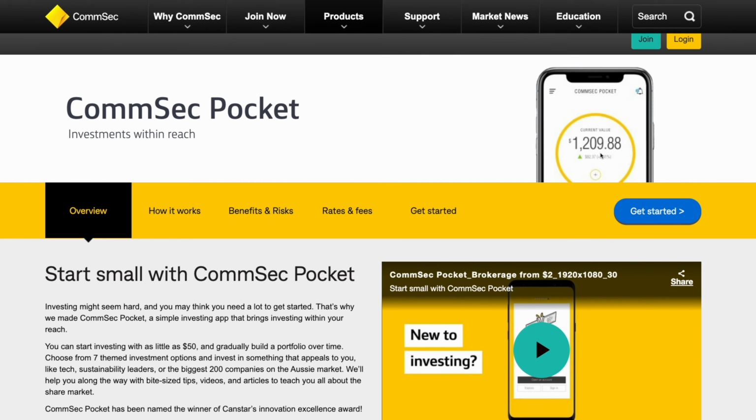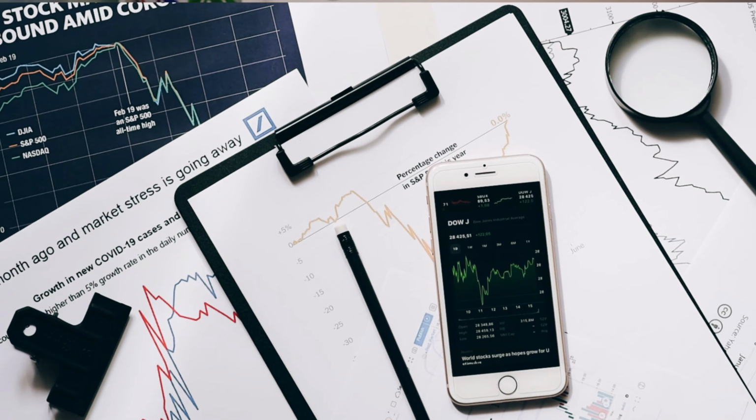In this video, I'll be reviewing the Commsec Pocket App and why I think this can be a great platform for the everyday Aussie who may be new to investing or wants to keep investing very simple. So if you are a new Australian investor who wants to dip their toes in the stock market, then this video is for you, my friend.